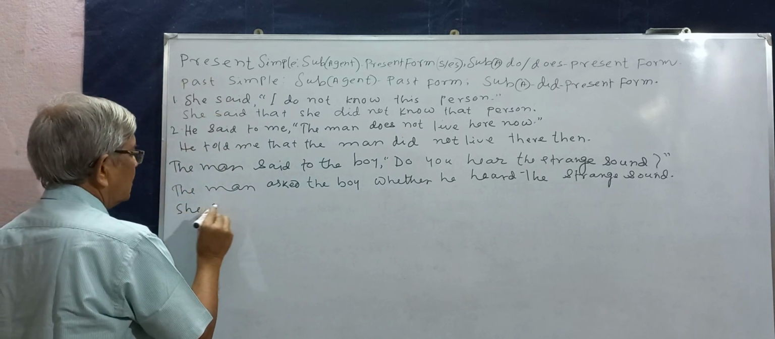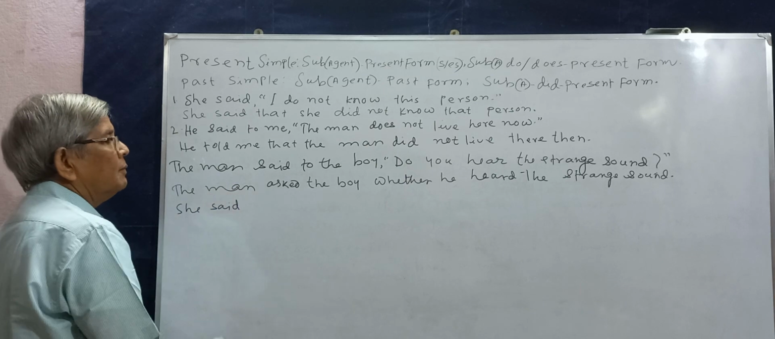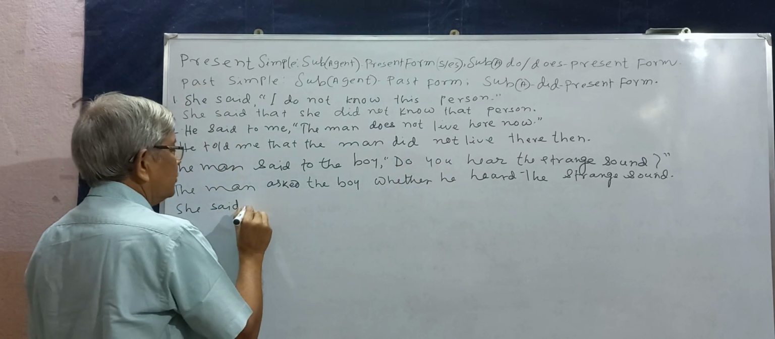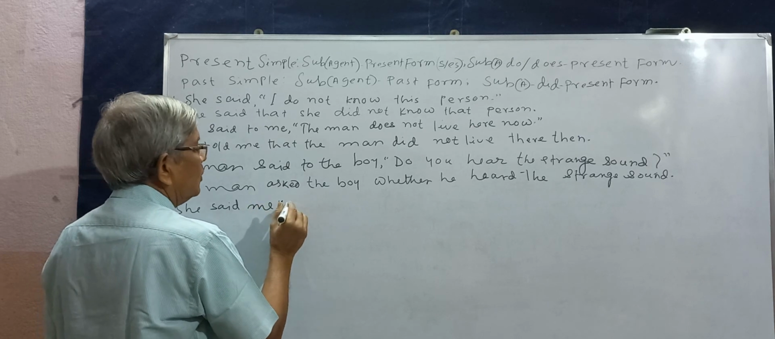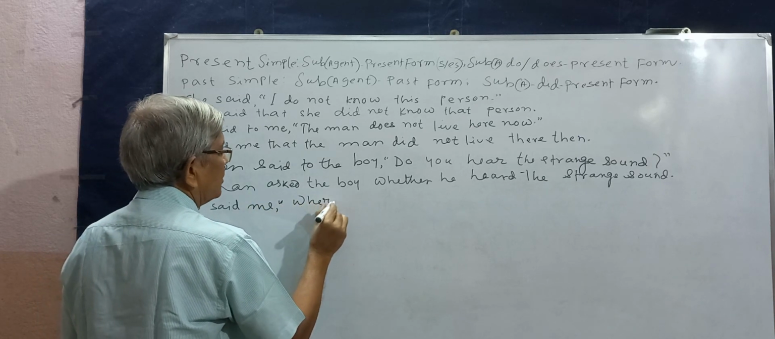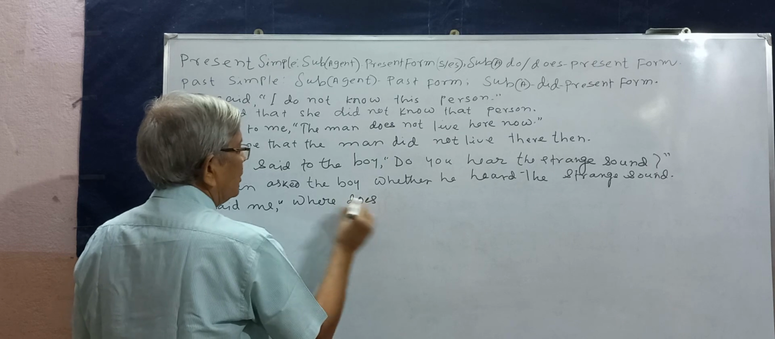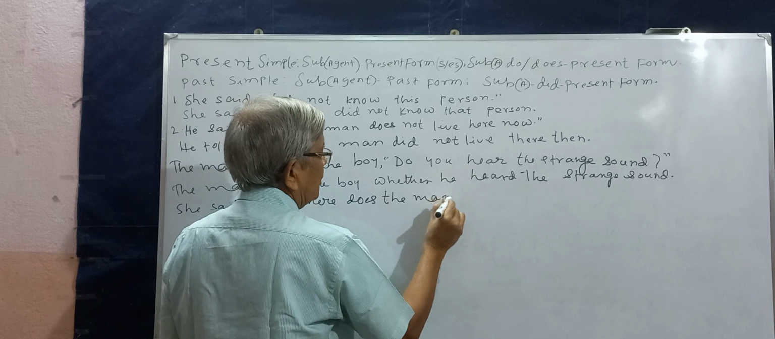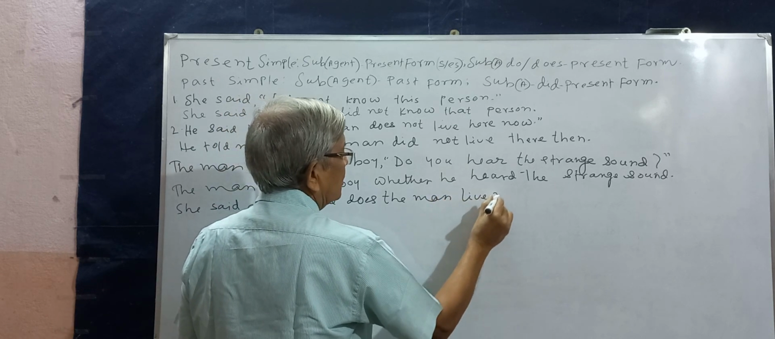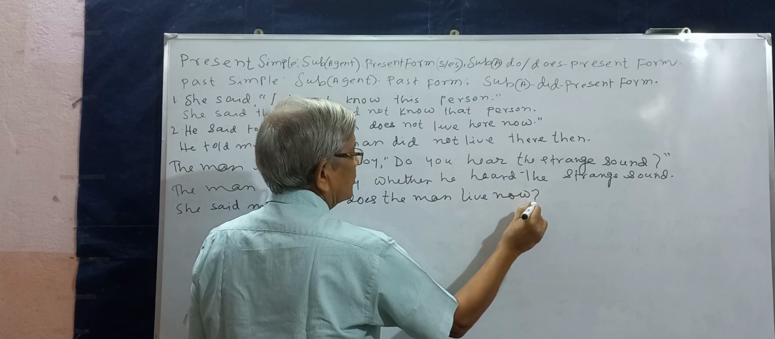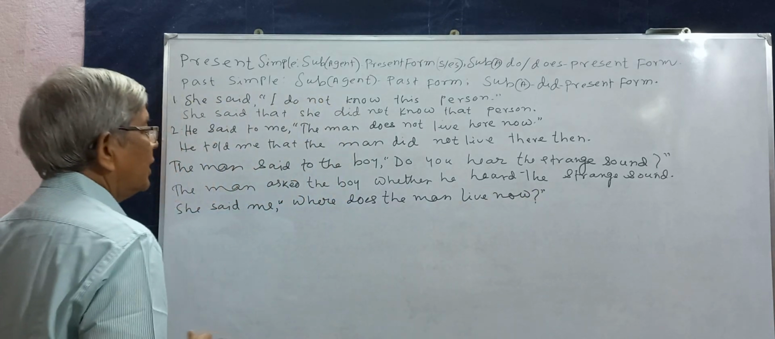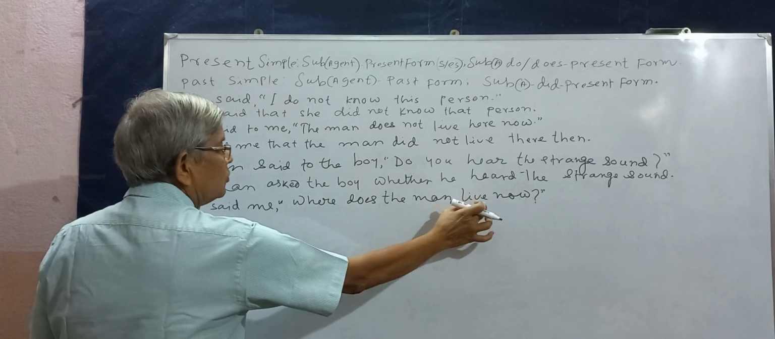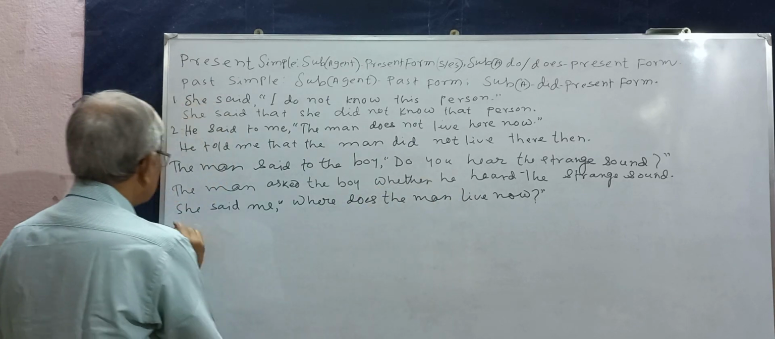The same thing happens if there is does when the subject is third person singular number. She said to me, "Where does the man live now?" Does must be dropped and we must use the second form of the verb to live.